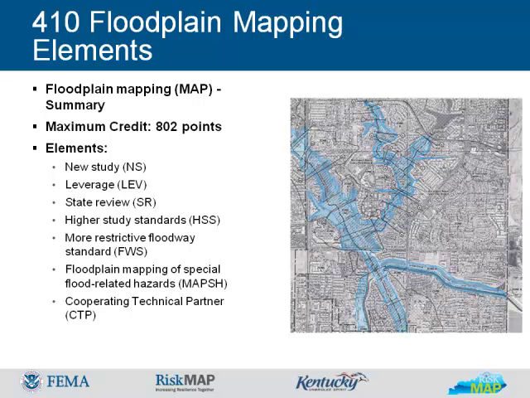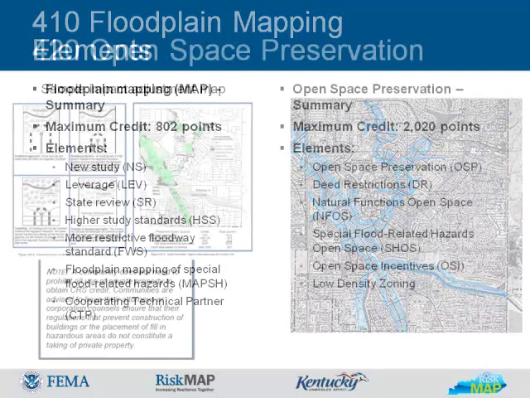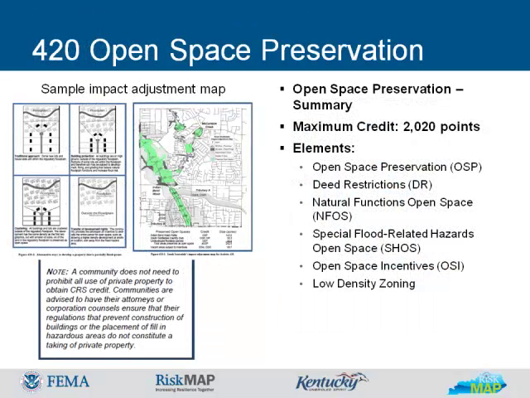Floodplain mapping of special flood-related hazards points are available if the community maps and regulates areas of special flood-related hazards. This credit is provided for mapping and regulating any of the special flood-related hazards listed in Section 401. Up to 132 points are available if the community, appropriate regional agency, or state has a signed, qualifying, cooperating technical partner agreement with FEMA.